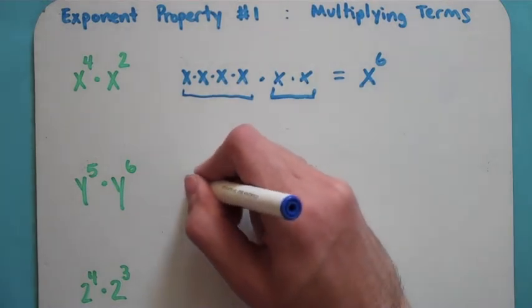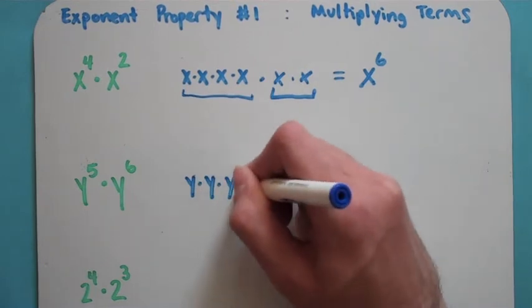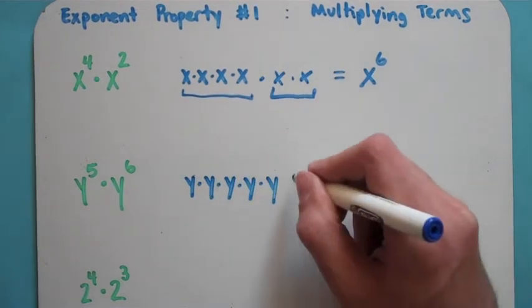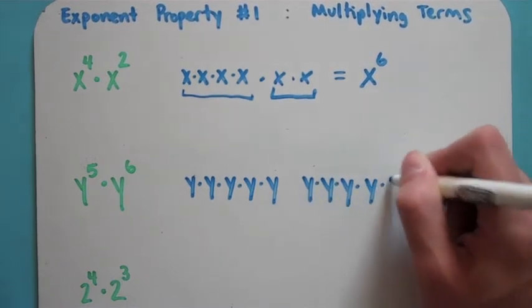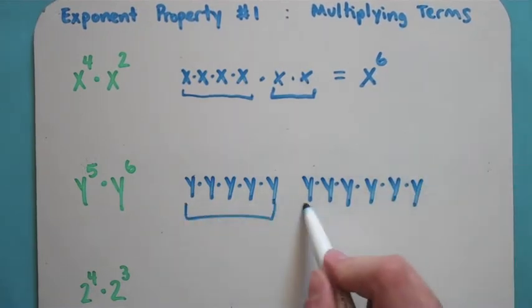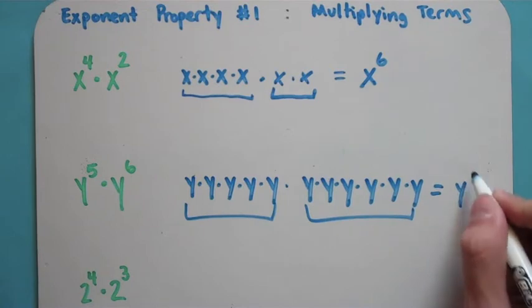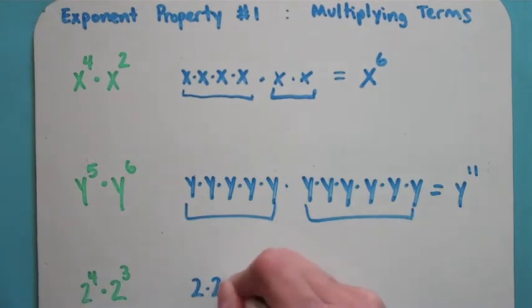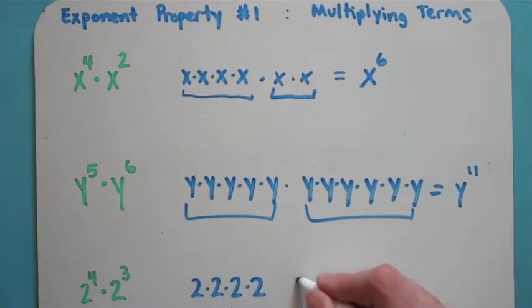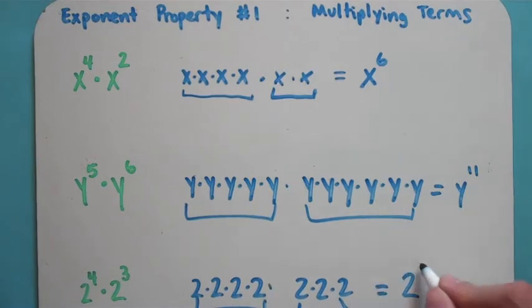On my second problem, y to the fifth is really y times y times y times y times y. And y to the sixth is going to be y times y times y times y times y times y. All together, I have 11 y's being multiplied. So this is equal to y to the 11th power. On my last one here, these are actually 2's, not z's. But when you have numbers here, we're still going to treat it just like a variable. So this might as well be a z, because all this means is 2 times 2 times 2 times 2. And then 2 times 2 times 2. This is going to equal 2 to the 7th power.